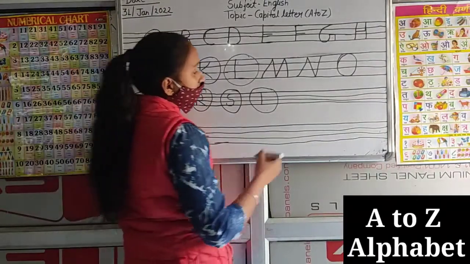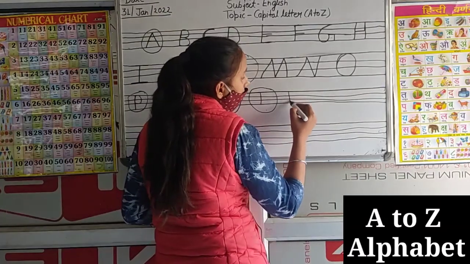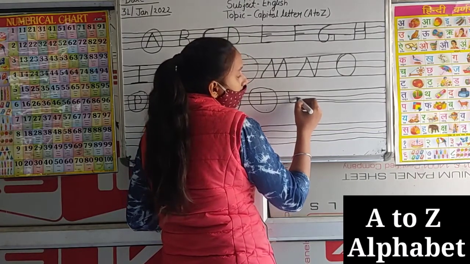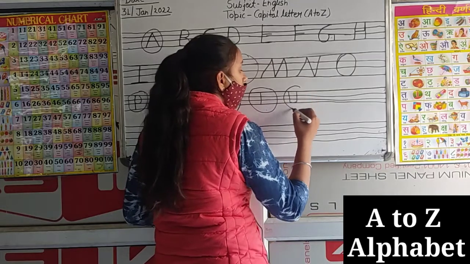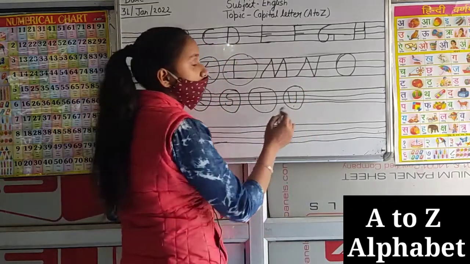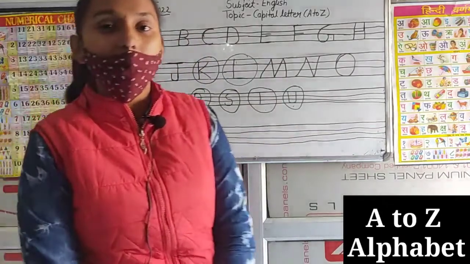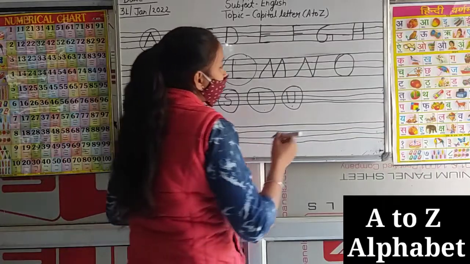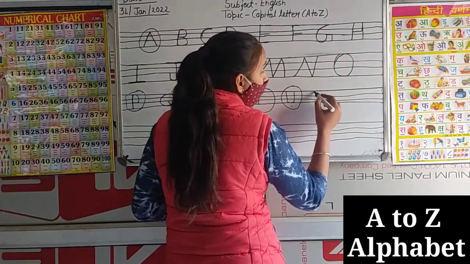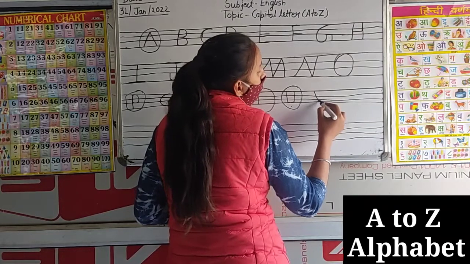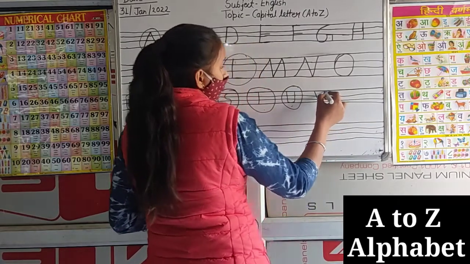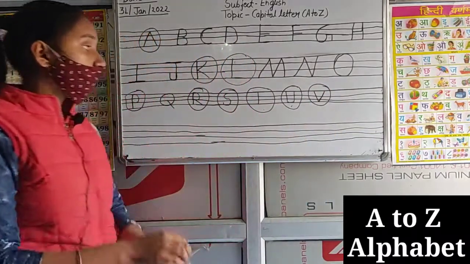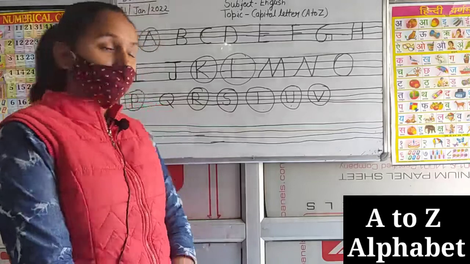And the next letter is U. One standing line and turn this line and one another standing line. U. This letter is U. U for umbrella. And the next letter is V. One turn standing line and another turn standing line. V. V for van.